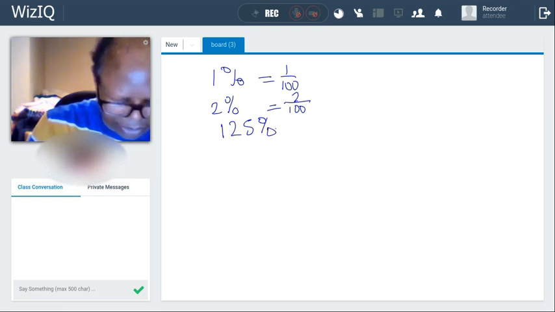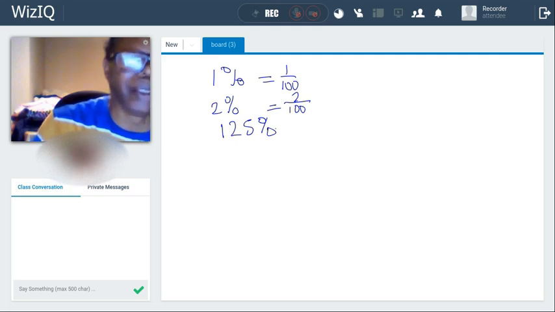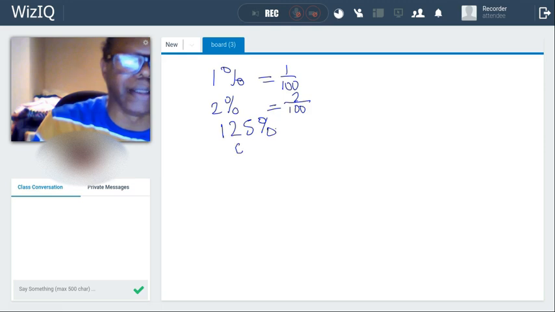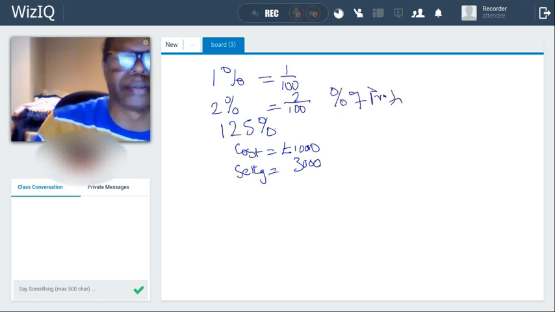It says in business life, you can find percentages higher than 100. For example, if you buy an item for 1,000 and sell it for 3,000, so let's see. You bought it for 1,000, so the cost is equal to 1,000, and the selling price is equal to 3,000. If we're going to find the percentage of profit, what we need is the selling price minus the cost, divided by the cost, multiplied by 100.